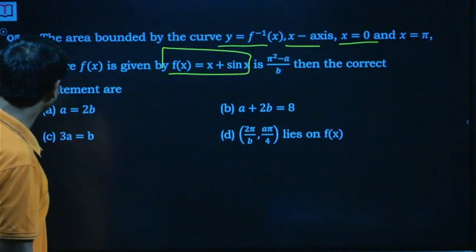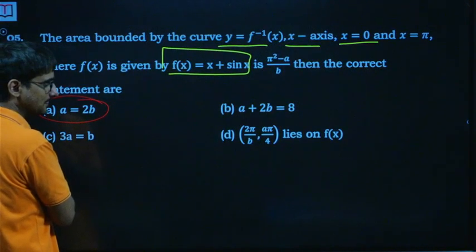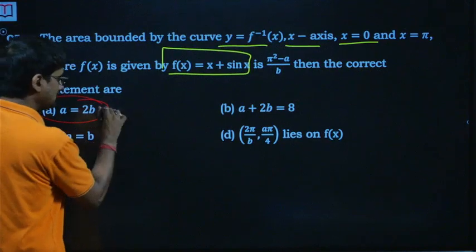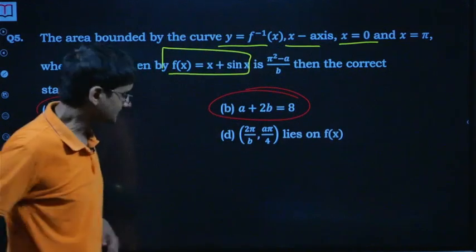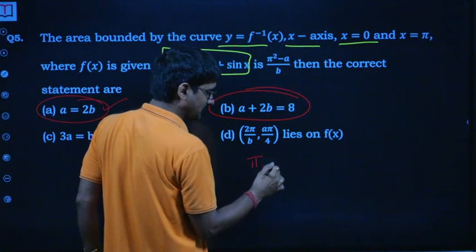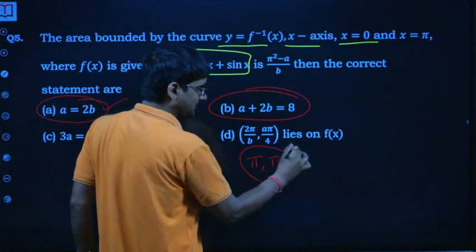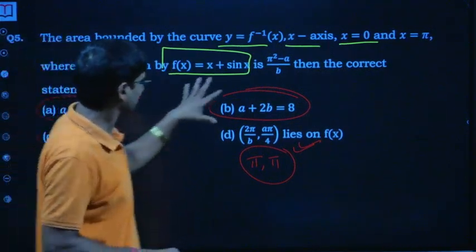A is 4, B is 2. So that's one condition. That's the correct one: A is 4, so B is 2. So pi comma pi satisfies. That's the correct one, this is wrong. So yes, everything is perfect.